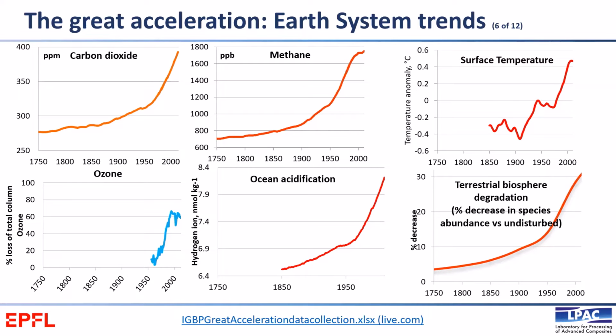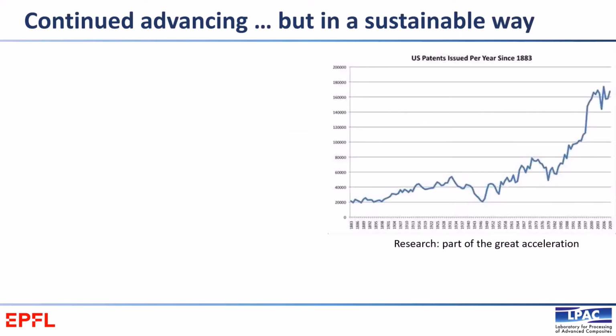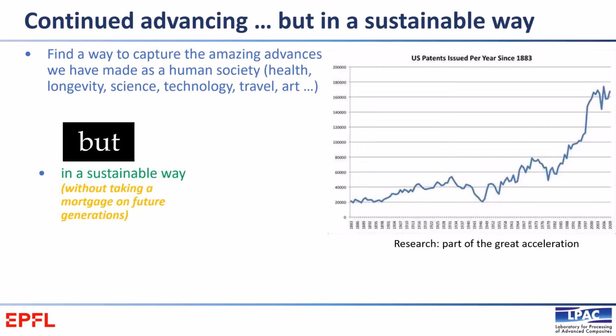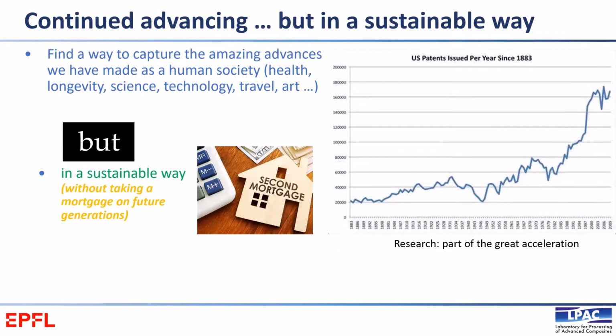Well, then you can say, what about research? And if you take US patents as a proxy for research, I couldn't find anything on papers. So the number of patents is going up in a similar speed. Innovation is going up at a huge rate. So what I want to say to you is we need to find a way of advancing, but to do this in a more sustainable fashion without taking a mortgage on our children's futures, okay? So we need to find a way of maintaining growth, advancing.